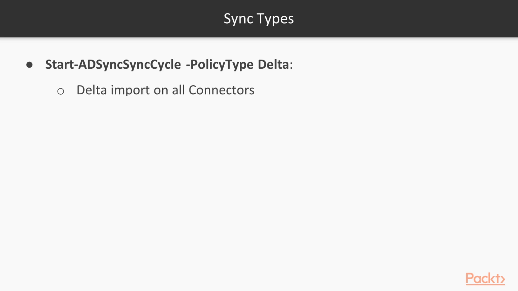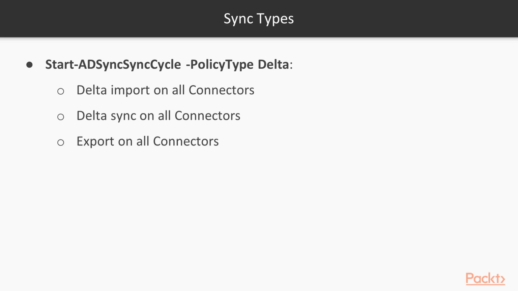Sync types. There are two sync types. The first one, we did it already with the delta type, which imports delta sync on all connectors and exports on all connectors.